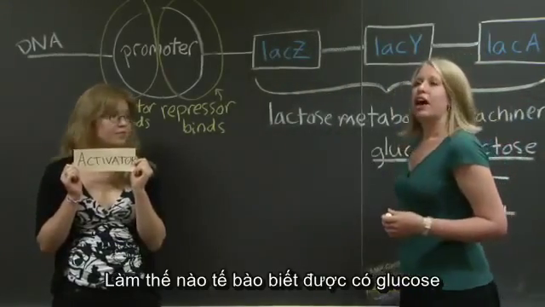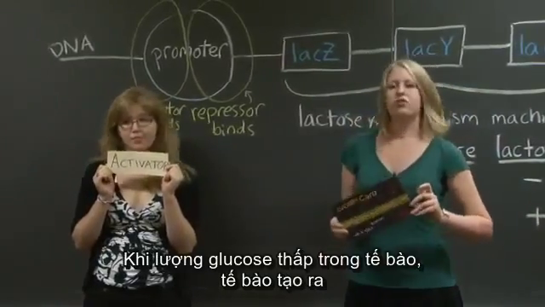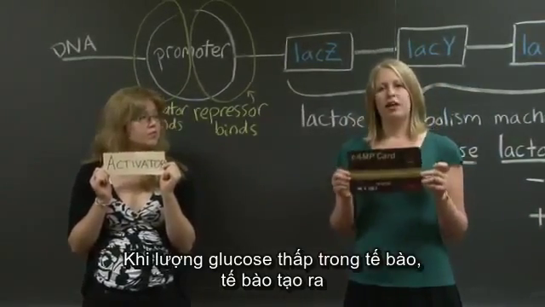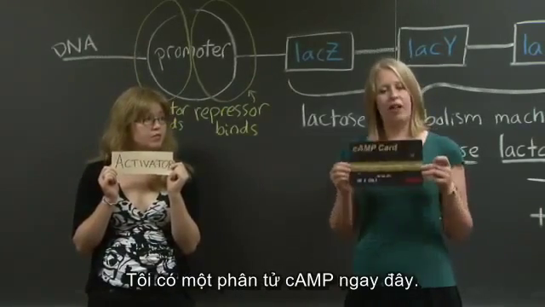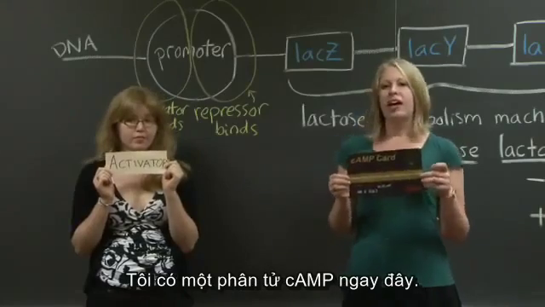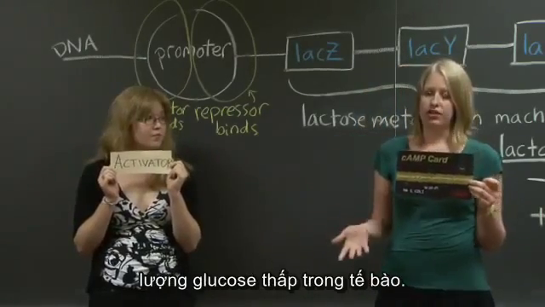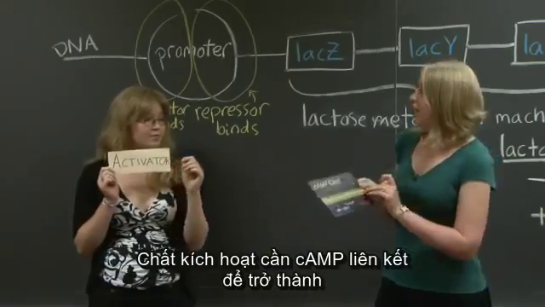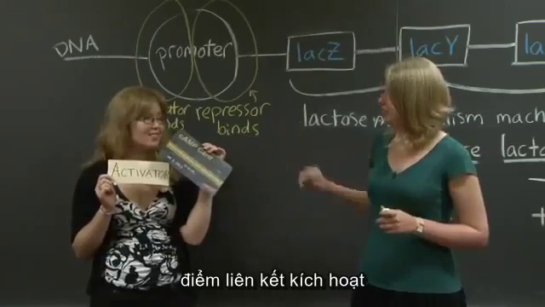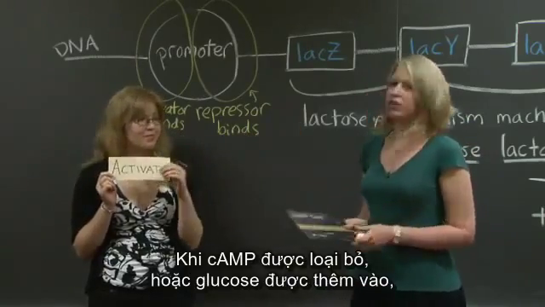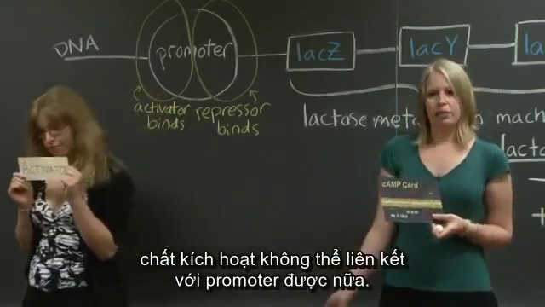How does the cell tell whether there's glucose in the cell or not? When glucose is low, the cell makes a molecule called cyclic AMP, or cAMP. I have a molecule of cAMP right here. And so cAMP is the cell's way of indicating that there is low glucose in the cell. The activator needs cAMP to bind to the activator binding site. When cAMP is removed, or glucose is added, the activator cannot bind to the promoter anymore.